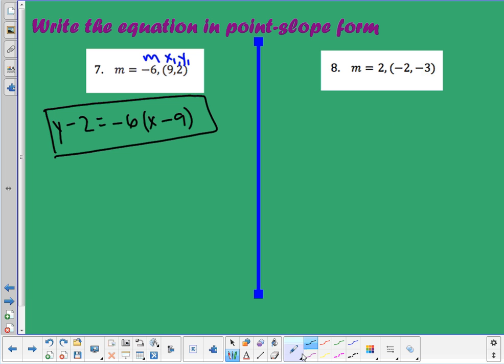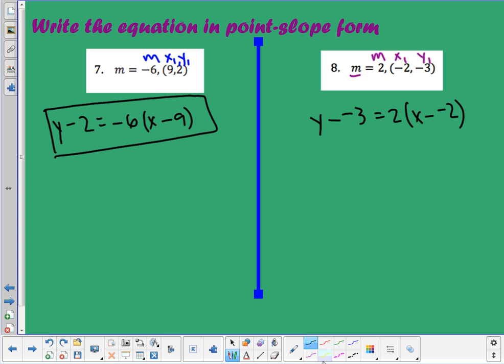So let's look at number 8. In number 8, this is my m, which you're told. This is your x1, this is your y1. So now let's put that into the equation. I have y minus -3, because that's a -3, so it's minus the -3, is equal to 2 times the quantity of x minus the -2.